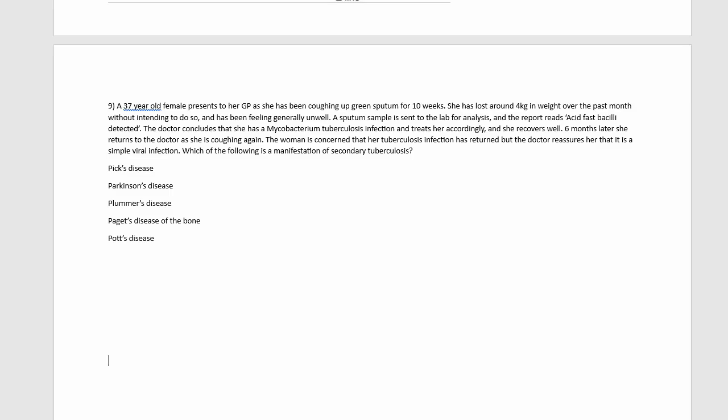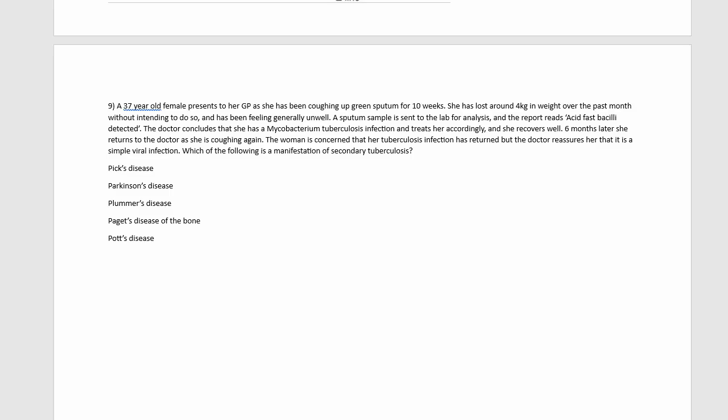She recovers well. 6 months later, she returns to the doctor as she is coughing again. The woman is concerned that her tuberculosis infection has returned, but the doctor reassures her that it is a simple viral infection. Which of the following is a manifestation of secondary tuberculosis?